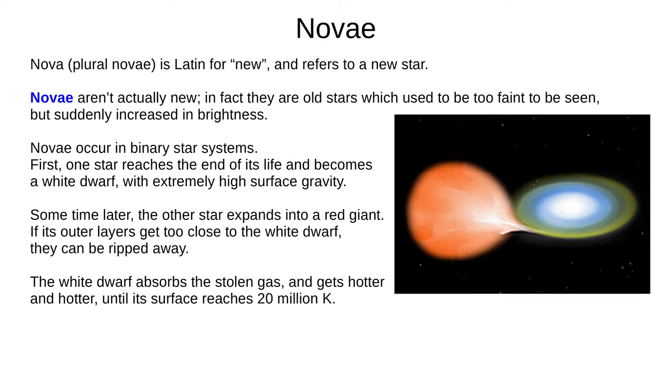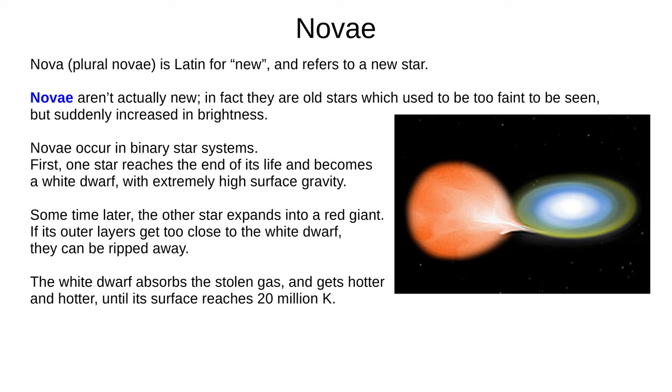We've got two more types of variable star to look at, and these types generally don't go through cycles like the last three. Nova is plural for new, and refers to a new star. The plural is novae. Novae aren't actually new stars. They're old stars which were too faint to be seen, but suddenly increased in brightness. Novae occur in binary star systems.